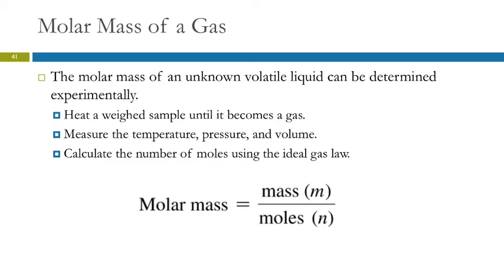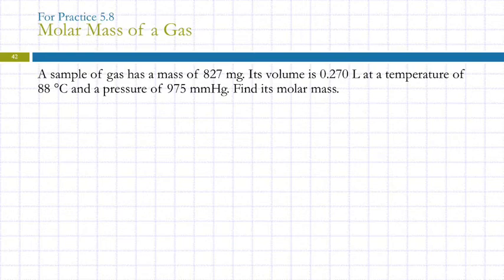So let's do a problem like that. A sample of gas has a mass of 827 milligrams. Its volume is 0.270 liters at a temperature of 88 degrees Celsius and a pressure of 975 millimeters of mercury. Find its molar mass. Well, we can think about the problem and start strategizing first, or we can just take all of those numbers and write them down and organize them first. So I'm going to do that on this problem.